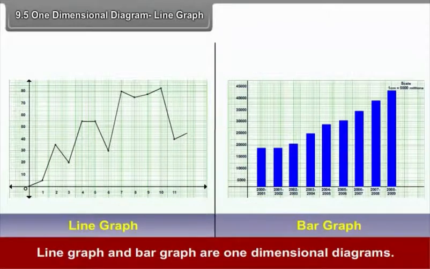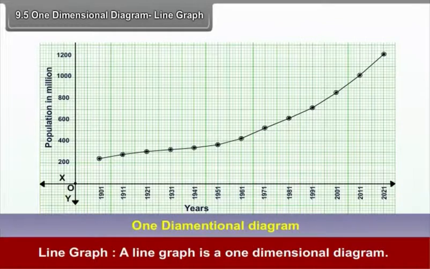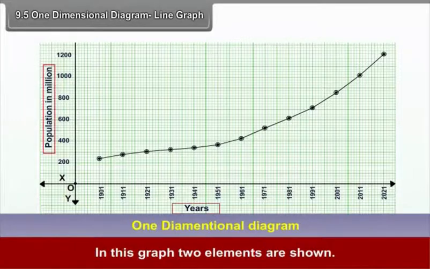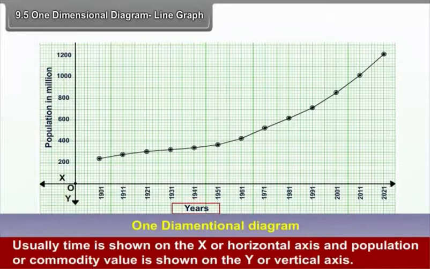One-dimensional diagram. Line graph and bar graph are one-dimensional diagrams. A line graph is a one-dimensional diagram. In this graph, two elements are shown. Usually, time is shown on the x or horizontal axis and population or commodity value is shown on the y or vertical axis.